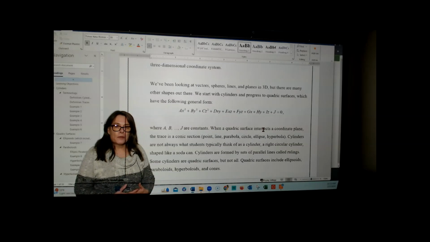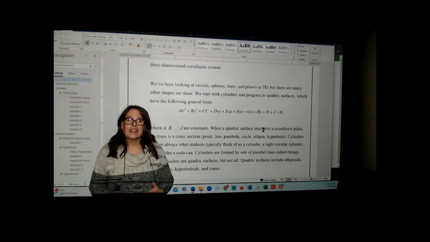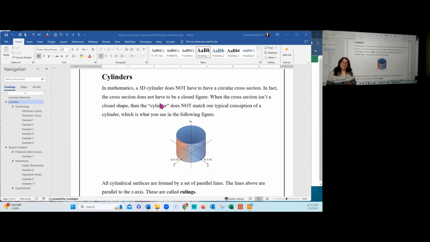Let me go ahead and share my screen with you, and we'll get started looking at these fascinating surfaces in 3 dimensions. We're going to start again with a discussion of cylinders.